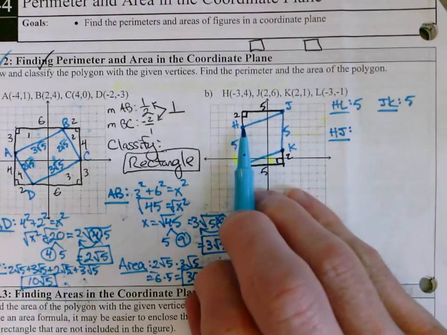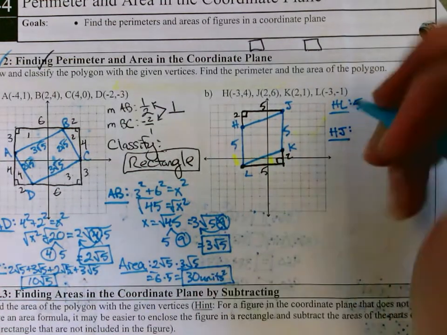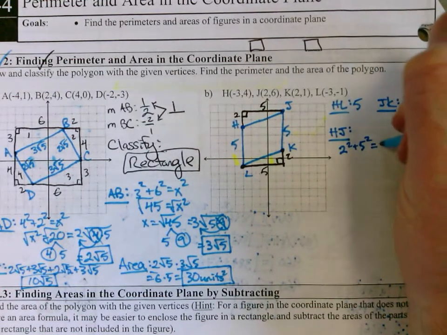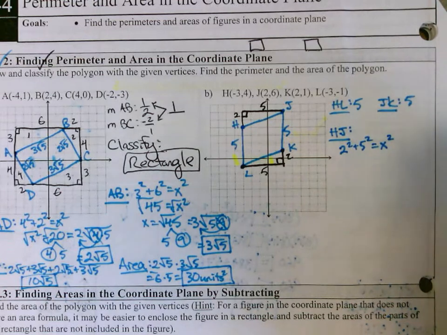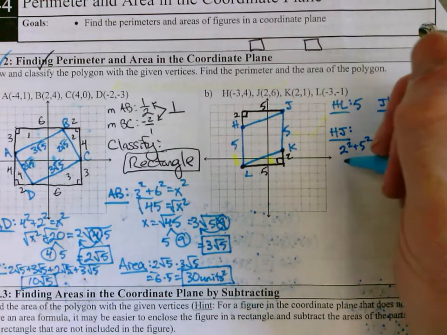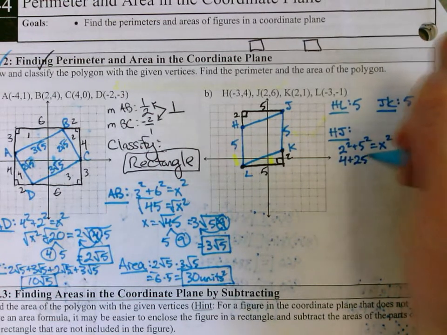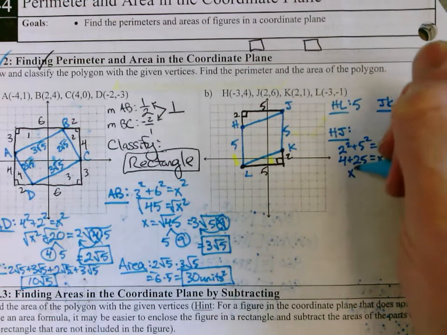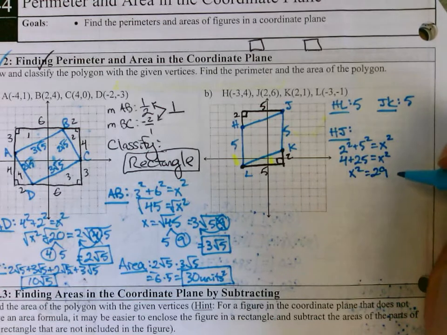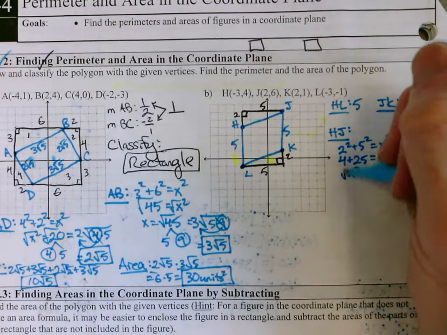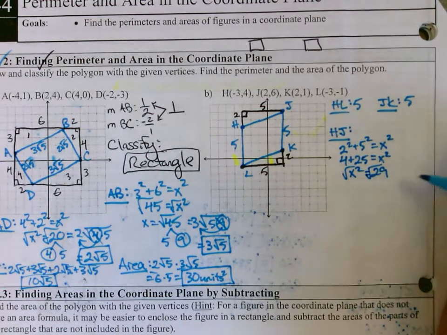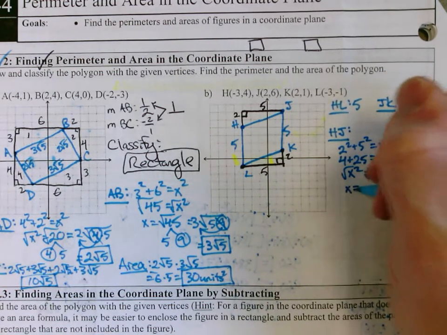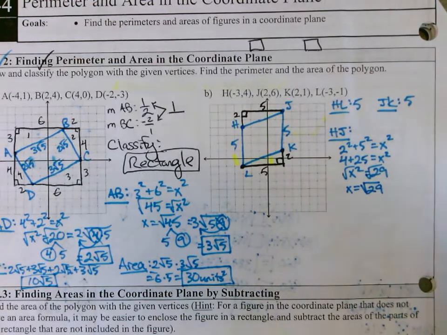For HJ, this length would be our hypotenuse, so I'm going to set it up with 2 squared plus 5 squared equals the unknown side squared, which is once again our hypotenuse. So this comes out to 4 plus 25 equals x squared. I'm going to reverse my order here and put x squared equals 29. I'm going to square root both sides. And I believe that 29 is a prime number, so we're left with x equal to the square root of 29.